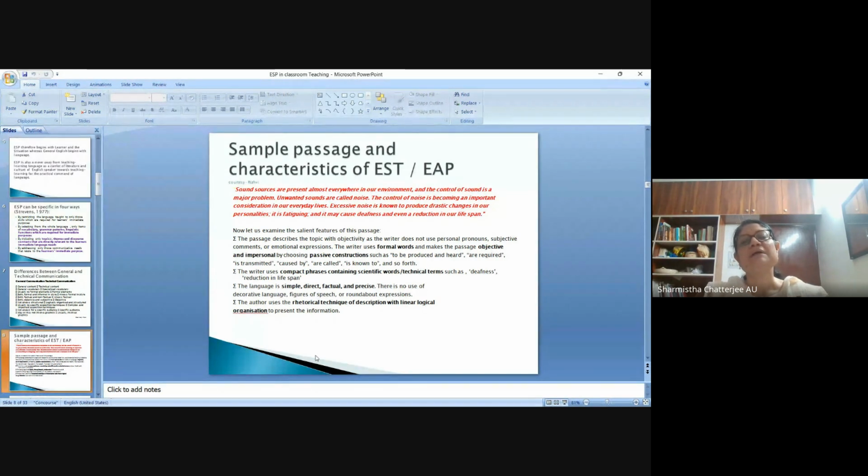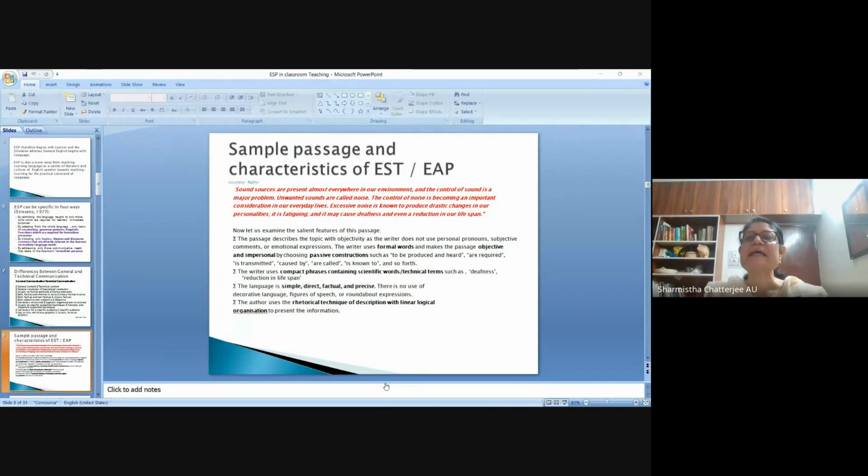So this is a passage which I have highlighted for you, and this is from, say, physics, roughly. The passage is about sound sources. If you can take just a minute to read the passage, you will see that this passage is describing something.